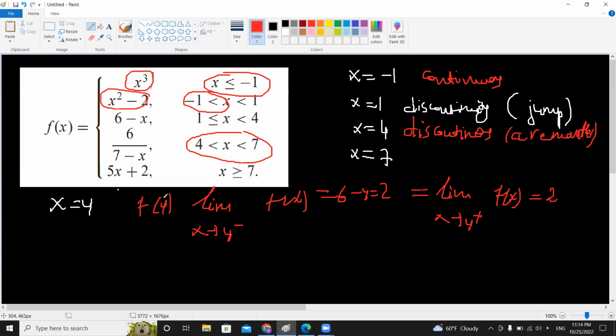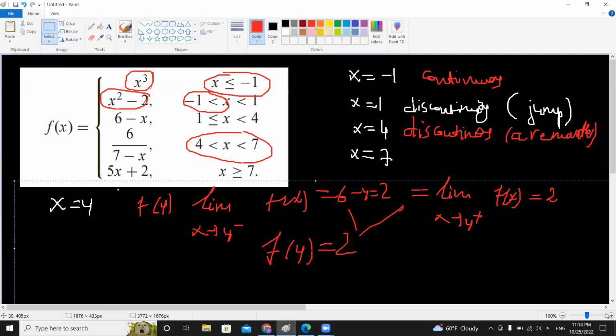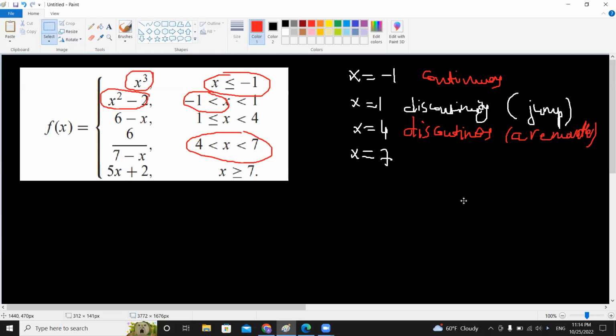If we had the authority to set f(4) equals 2, then they would all be equal, and the discontinuity would be removed. That's why we call it removable discontinuity. And now let's consider the last one, x equals 7.